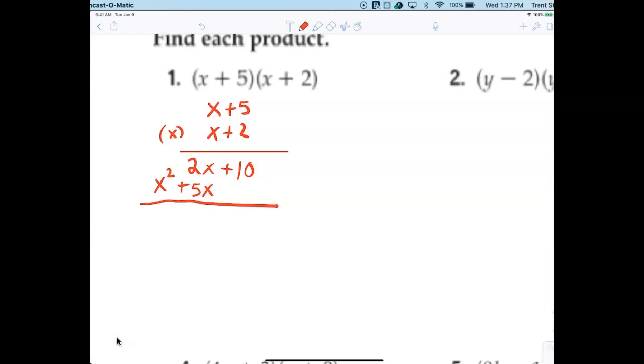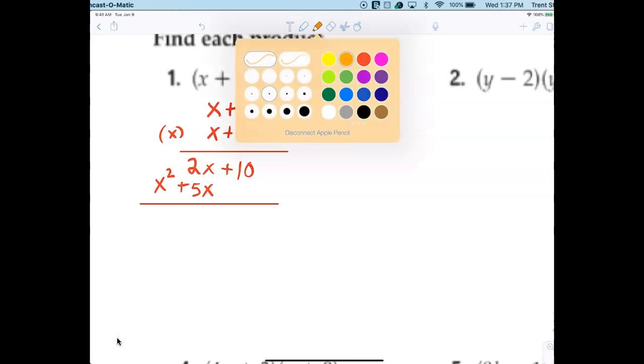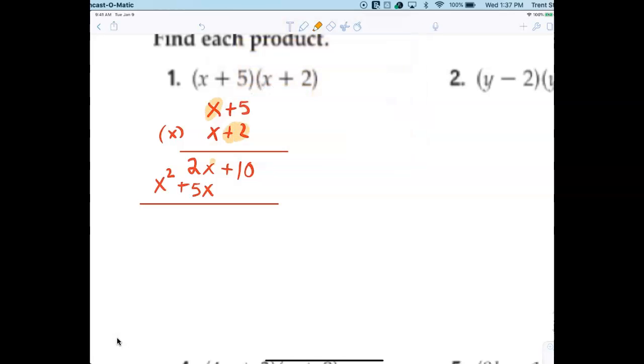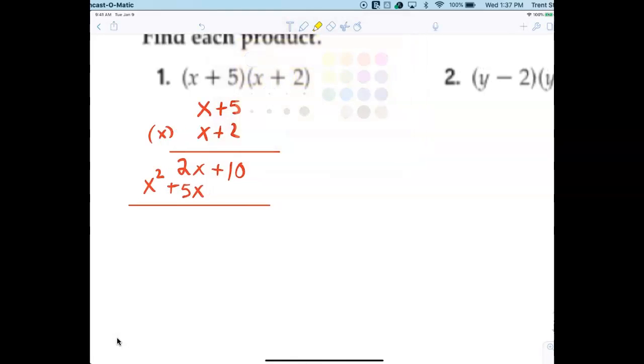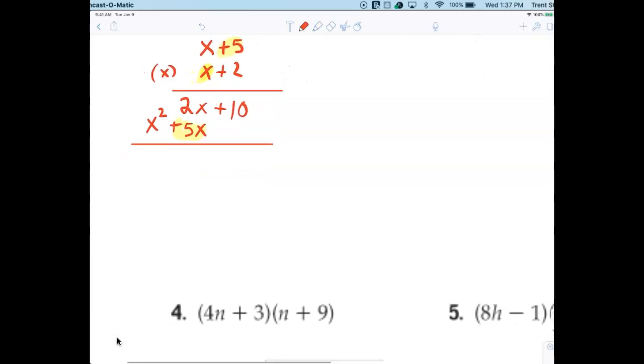You ready? Watch me. I'll try to show you step by step. This was where I got this 10. You with me? Then what I did was I did the 2 and the x. That's how I got that 2x. You with me? Then finally, I'm moving over to the x. So now I did the x times the 5, and that got me the 5x. You with me? And then finally, x times x, which is x squared. Now, everything is lined up beautifully. So we have x squared plus 7x plus 10.